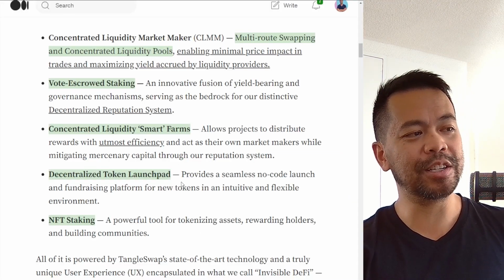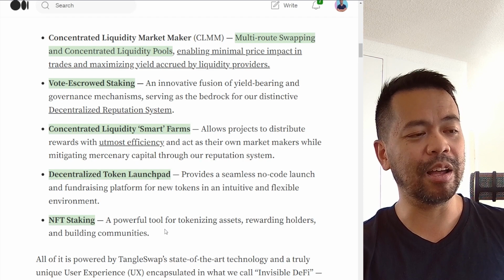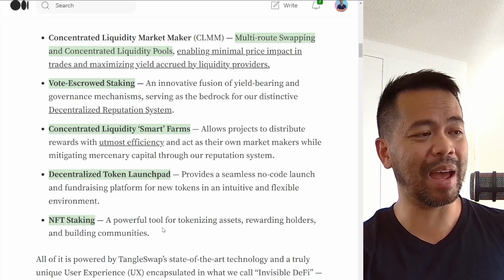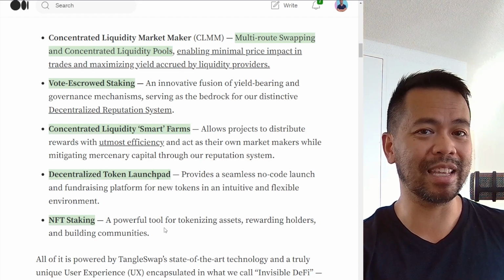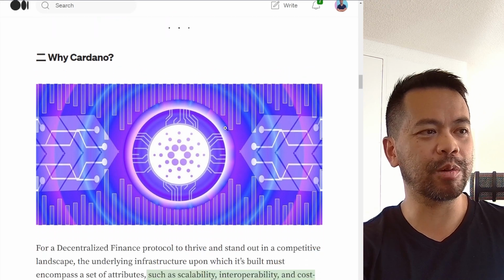And the last two features down here, Decentralized token Launchpad and NFT staking. Many people are familiar with those in the Cardano ecosystem. We have lots of token Launchpads and NFT staking within the ecosystem. Now, you may be wondering why Cardano? Why have they chosen to work with Cardano on this?